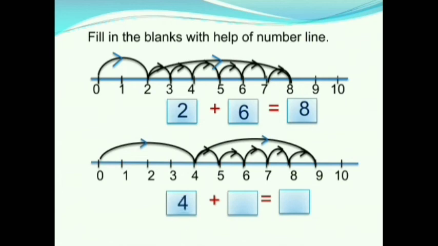Now count the small arrow marks. How many small arrow marks are there? 1, 2, 3, 4, 5. There are 5 small arrow marks. So we will write 5 in the next box. Now we should add it. 4 plus 5 is equals to 9. So we will write 9 in the next box.